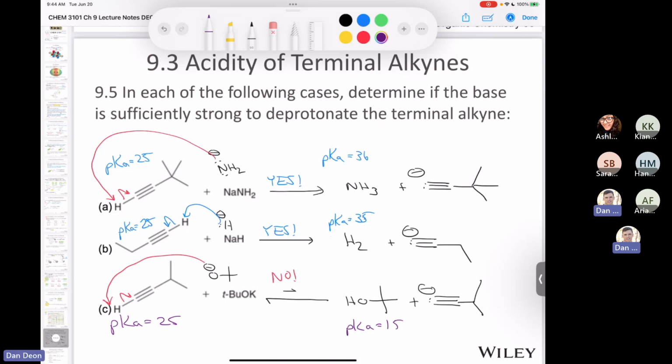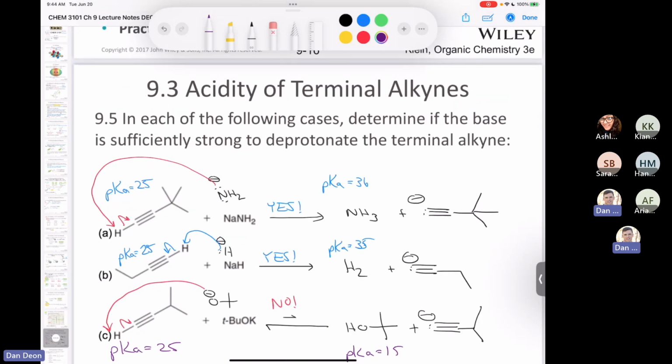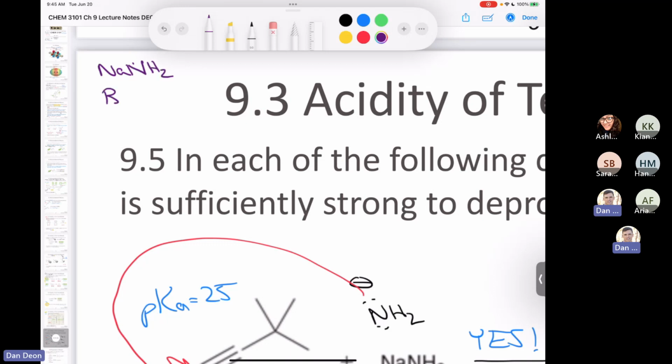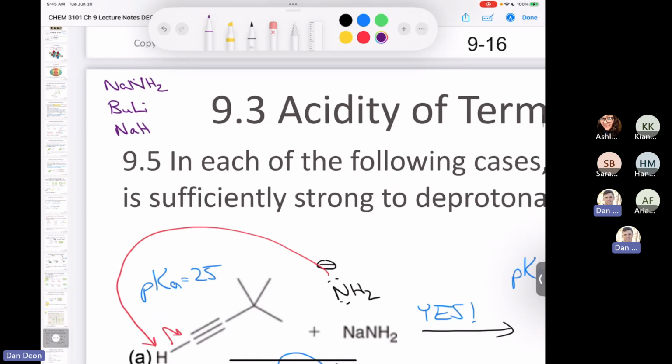Okay, deprotonation, strong bases that we want to use. And again, the strong bases that we're going to see in this book are going to be sodium amide, okay, butyllithium, it's also going to work, and sodium hydride, right? Those are the bases that are strong enough.